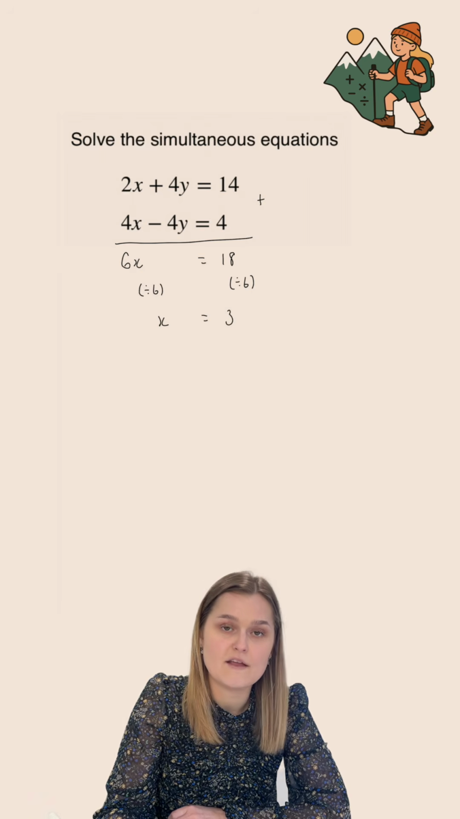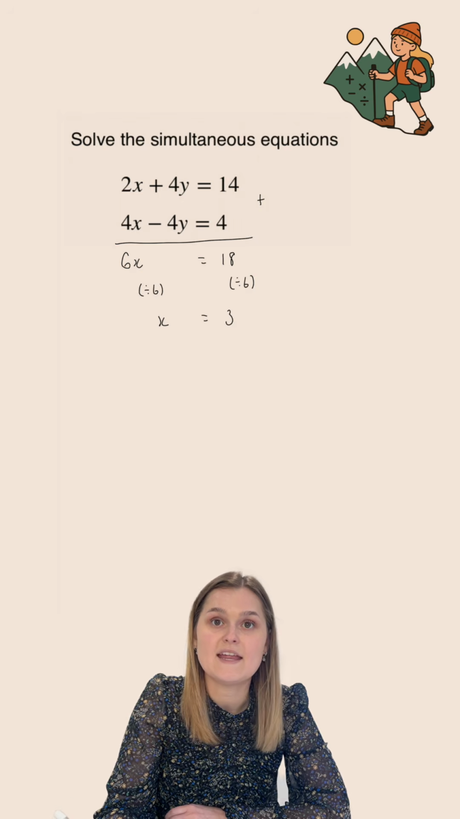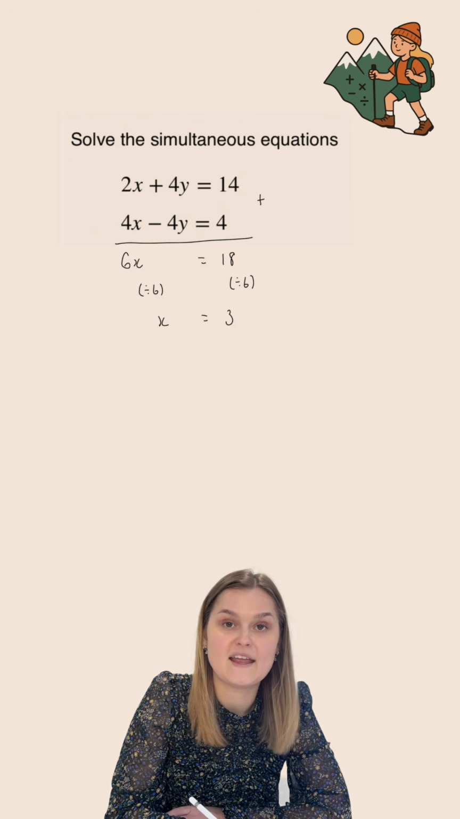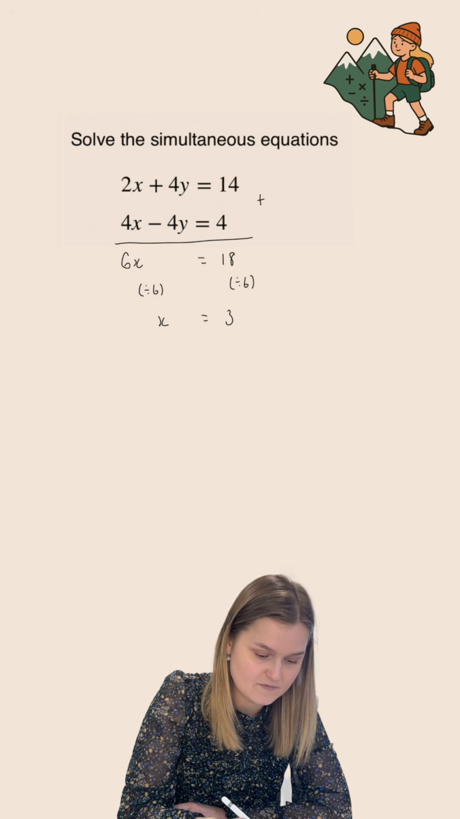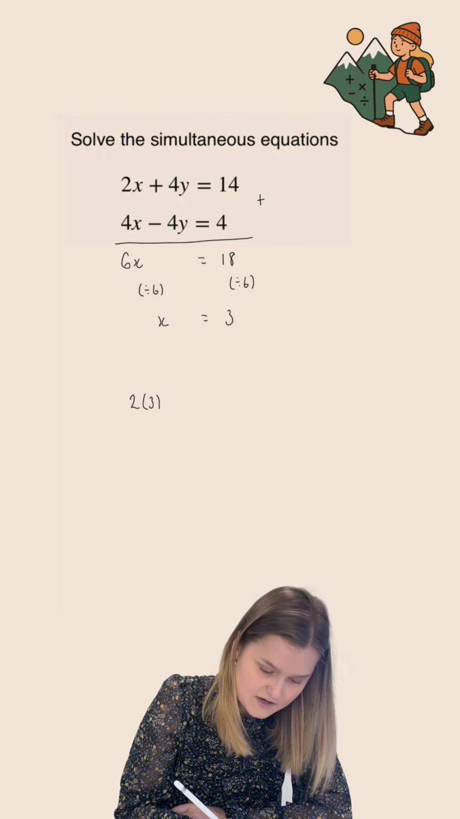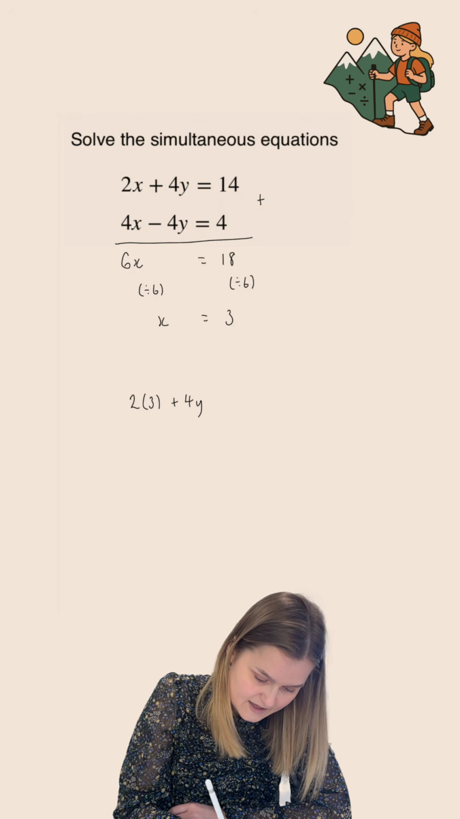In order to find the y variable that goes with this, I'm going to substitute this x equals 3 into one of my two equations. I'm going to go with the first one because there's no negatives and I think it's a little bit easier. So rather than 2x, we now have 2 times 3 because that's what we've worked out x to be. We've got this plus 4y and this still equals 14.